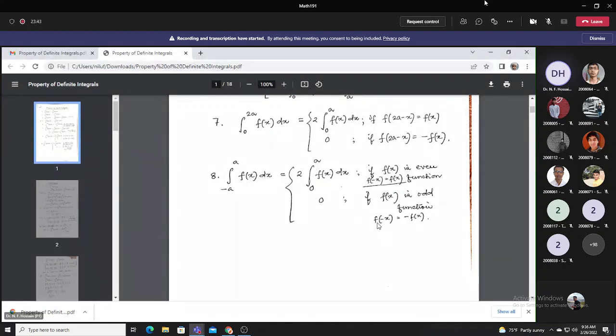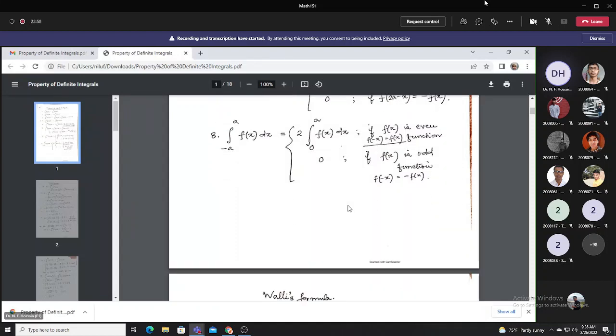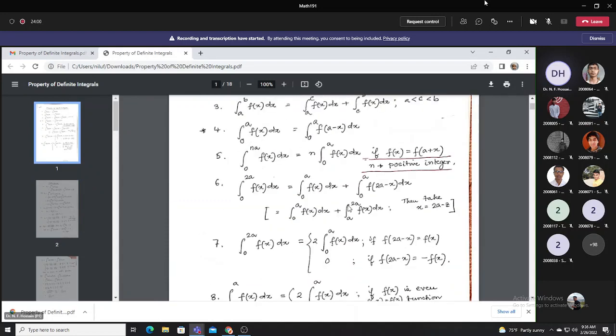That means if f of minus x equals minus f of x, if f of minus x equals the negative of f(x), then the result will be 0. That means when f(x) is an odd function, the result of this integral will be 0. So these are the properties here.